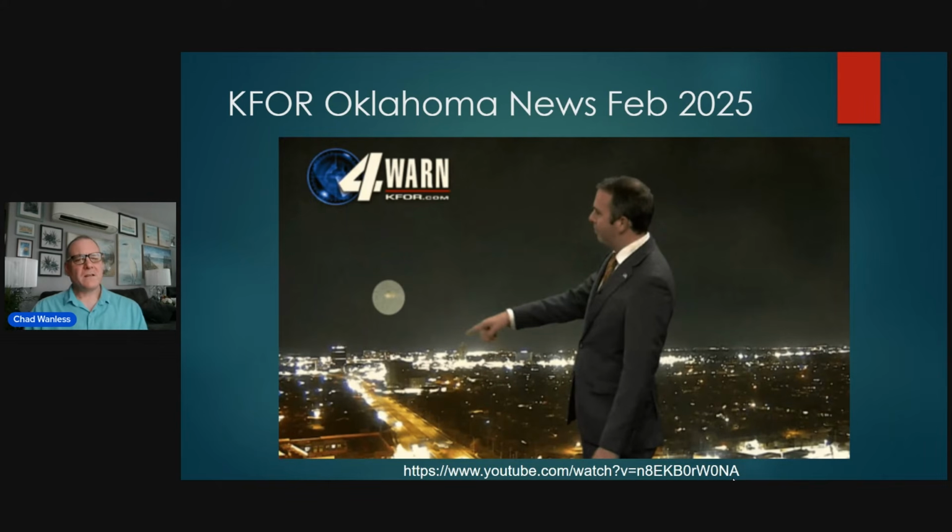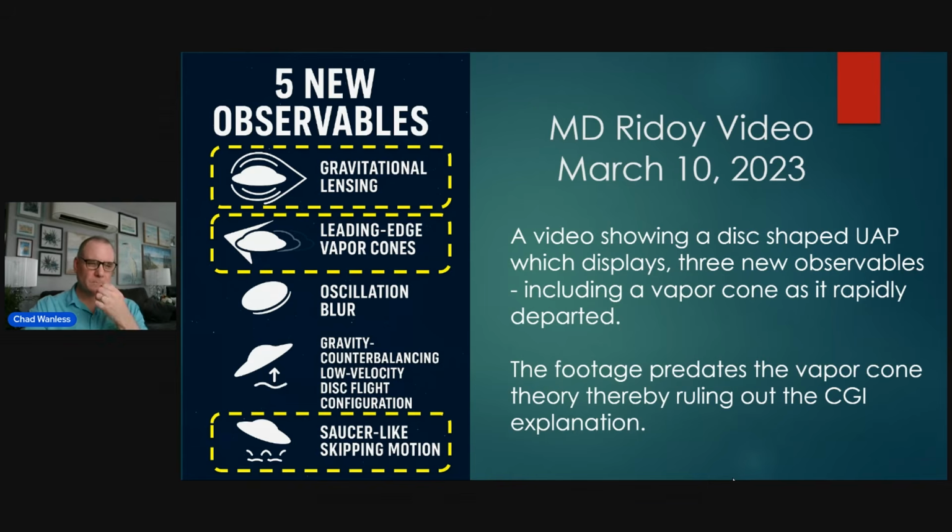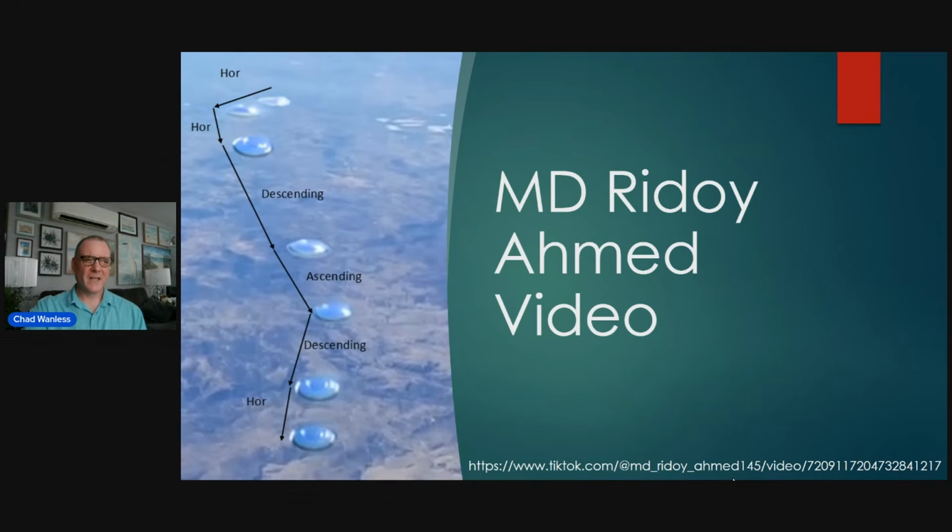Well, we can't tell who's in that, but what we can say is that was an Alcubierre warp drive system. And there's a reason why these craft would move up and down like that. And I'll go over that in a little bit. So another example is the MD Ridoy video posted on TikTok in 2023. It's showing gravitational lensing, a leading edge vapor cone, and saucer-like skipping motion. So the video, I've compiled it here on the left. It's not only moving left and right, but it's also alternating up and down in descension.